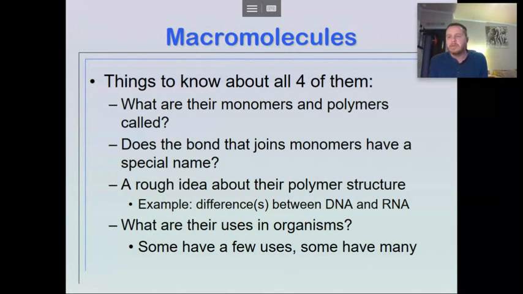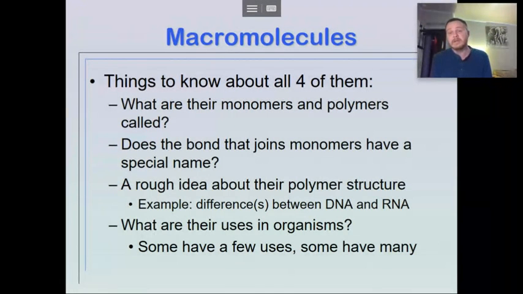Some have more of some of these categories than others, but all of them are constructed of monomers joined together to be polymers. Have an idea what the monomers and the polymers are called for all of the 4 macromolecules. It's saccharides or carbohydrates, lipids, proteins, and nucleic acids. So know what their monomers and polymers are each called.